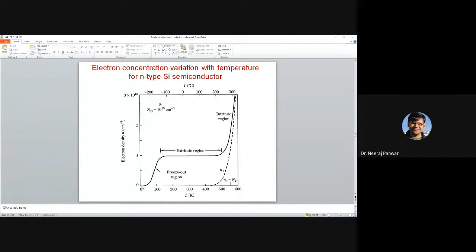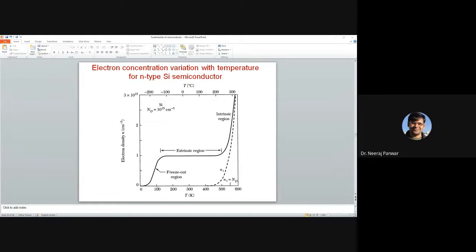When we start increasing the temperature, the donor atoms require only a few millielectron volt of energy. This is not very great energy. And when the temperature provides this much energy, the donor atoms start getting ionized, means they donate electrons to the conduction band. So the electron concentration in the conduction band increases.